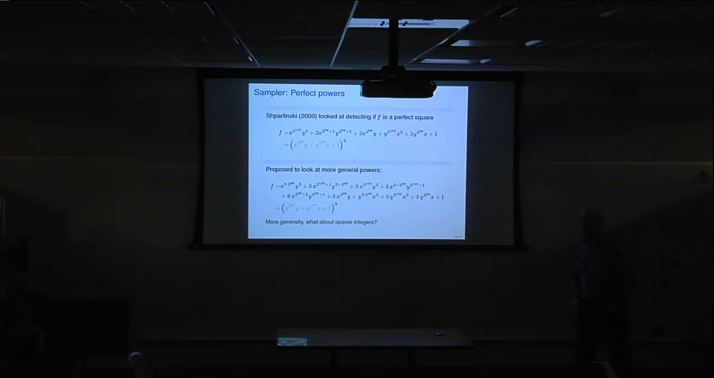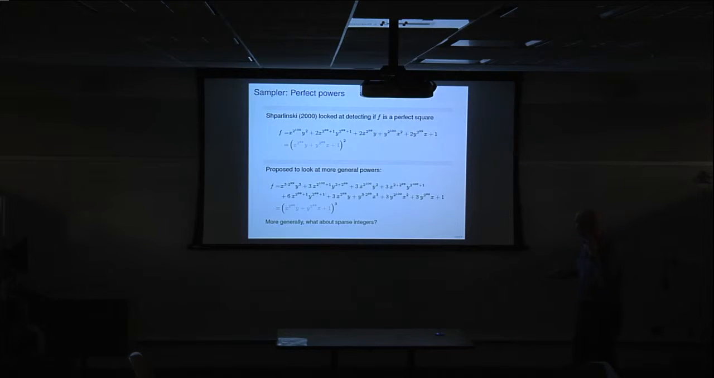Igor Shparlinski in the year 2000 looked at the problem of detecting if f is a perfect square. So I give you the f here, and you tell me if it can be written as a square. If determining whether it's irreducible is NP complete, then we think, oh, it's possible that pretty much everything is NP complete. So it was surprising at the time that determining whether this is a perfect square turned out to be easy. And so he showed how to do this.